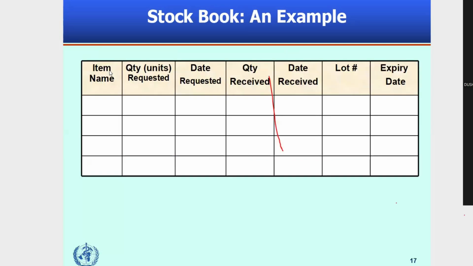This is the stock book where I put, as I told you, it can be electronic, where I can use an LMIS or electronic medical record information management system. There's item name, quantity, unit requested, date requested, quantity received, date received, lot, and expiry date. This is an example of a stock registry.